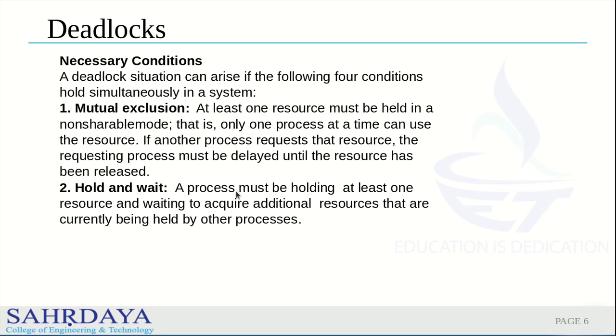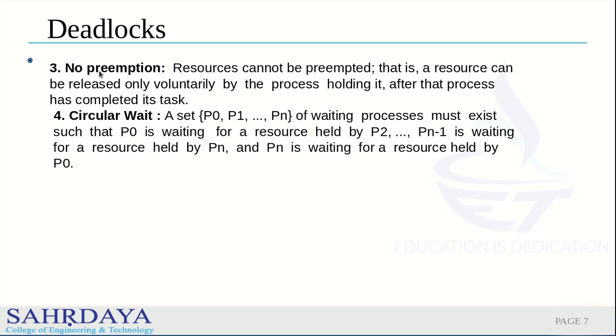Hold and wait. A process must be holding at least one resource and waiting to acquire additional resources that are currently being held by other processes. No preemption. Resources cannot be preempted. That is, a resource can be released only voluntarily by the process holding it, after that process has completed its task.